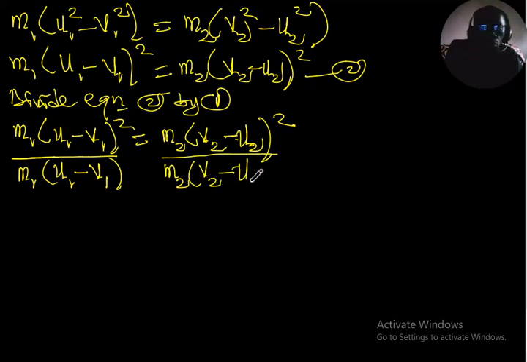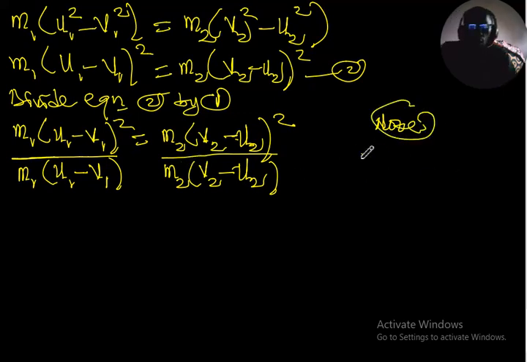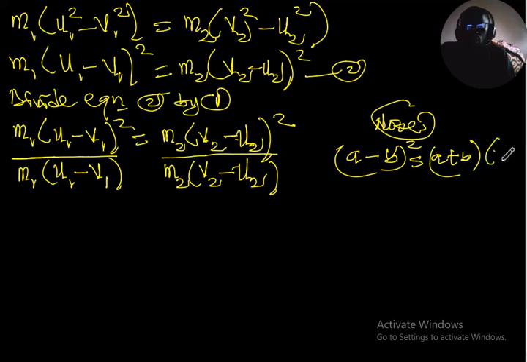Now, from the difference of two squares, note that if you have a squared minus b squared, it is the same thing as what? (a plus b) and (a minus b). A plus b, a minus b. So if we apply that idea here, let me pick another pen.